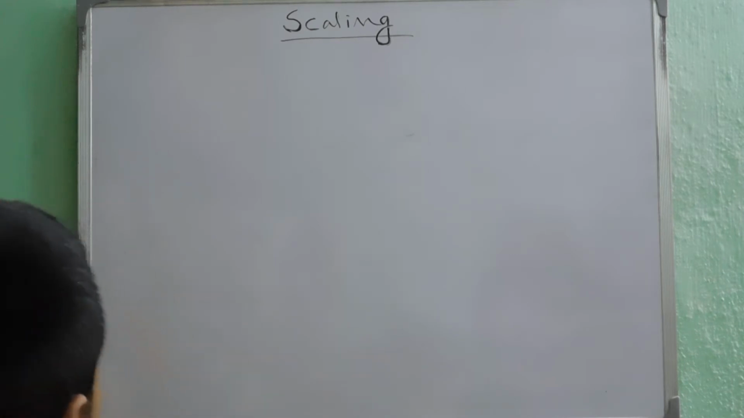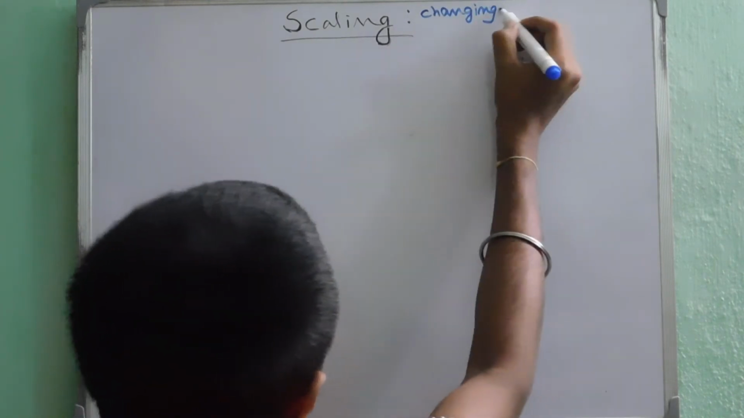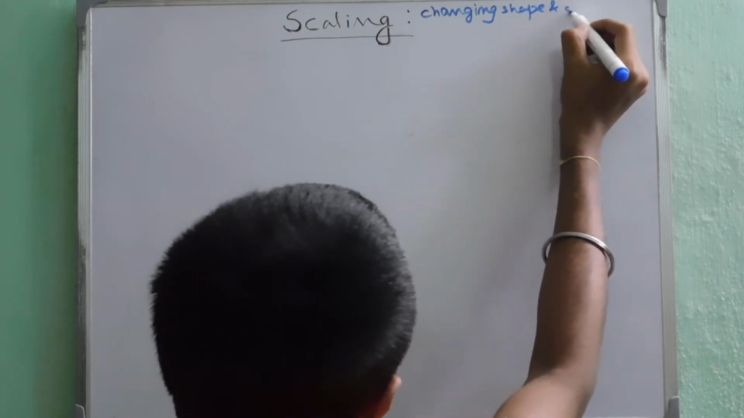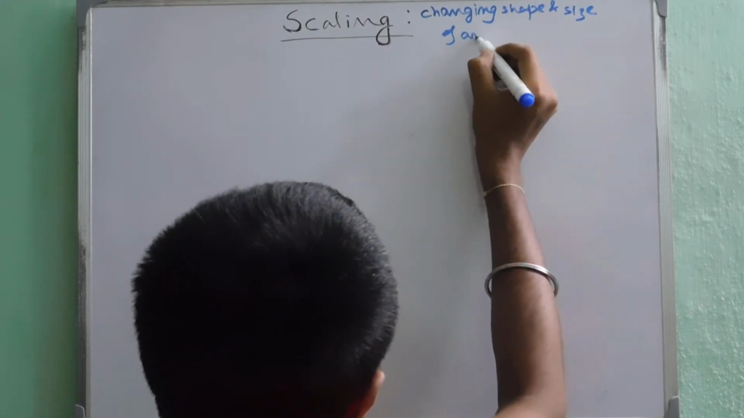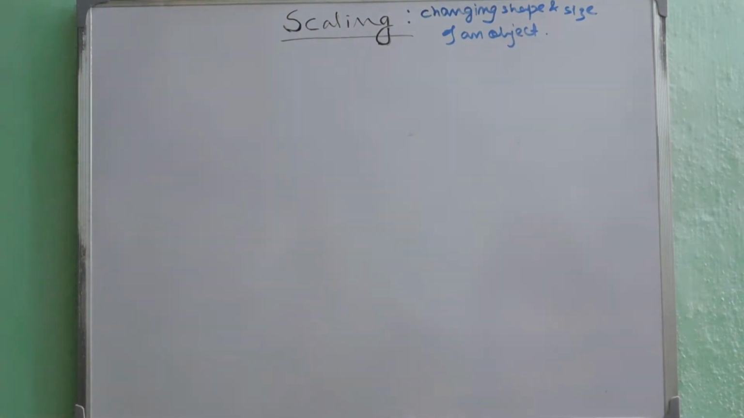Hello everyone. Today in this video I will be discussing with you the third two-dimensional transformation technique, that is scaling. Scaling is nothing but changing the shape and size of an object. Now there are two scaling parameters.